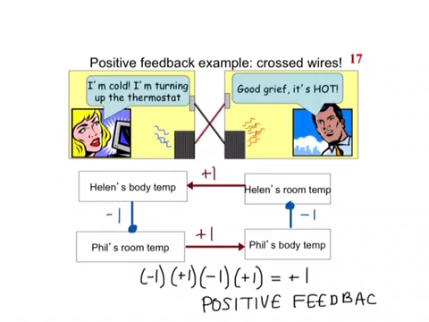So as Helen gets cold, her actions are going to impact Phil's room temperature, which is going to cause him to turn down the thermostat, and her room will get even colder. So she'll get colder and colder and colder, whereas Phil will get warmer and warmer and warmer. So this is a runaway or destabilizing feedback. We'll go through some more examples in the next segment.